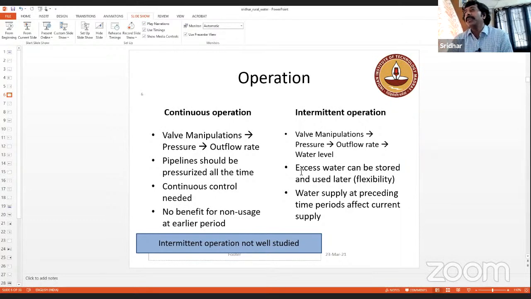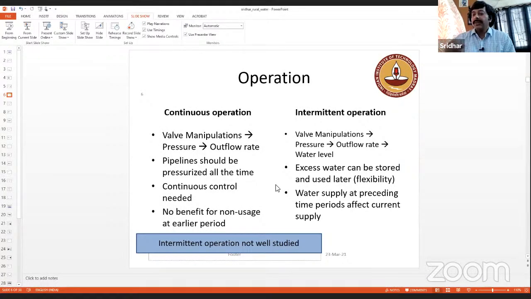In intermittent operation, however, you can store the water because you're not supplying the water at every point in time, but only at certain hours in the day. You can supply more than what you need, and that is stored. That's exactly what happens in the tanks. And therefore, you can store the water and use it later. So there is some amount of flexibility which is not there in continuous operation. In continuous operation, if for some reason a pipeline bursts or the water supply is disrupted, then the people don't get water. However, in intermittent operation, there is some flexibility because the consumer has capacity to store water.